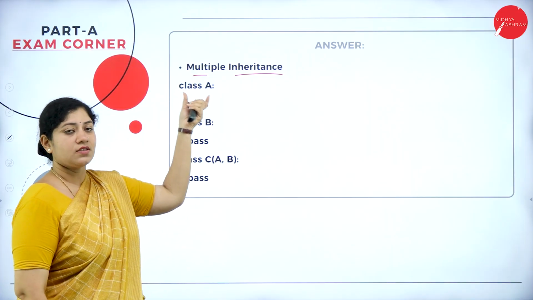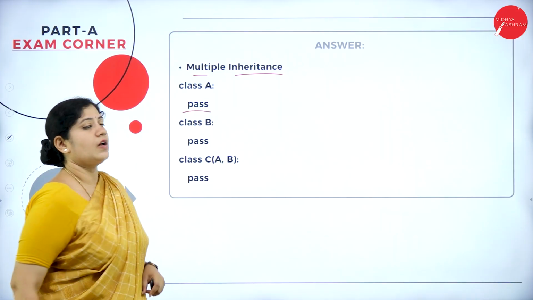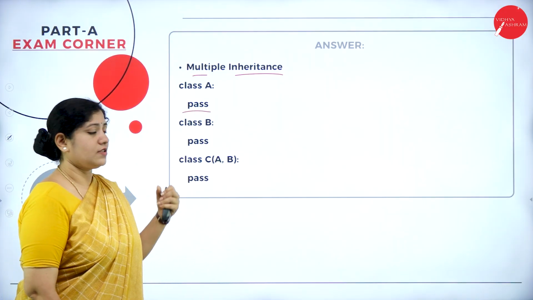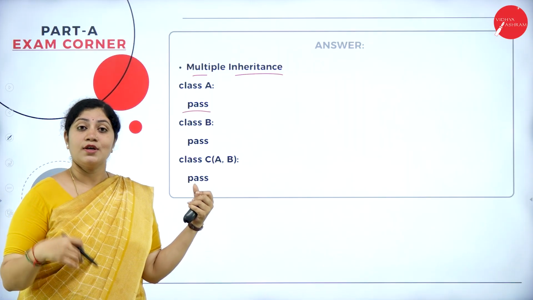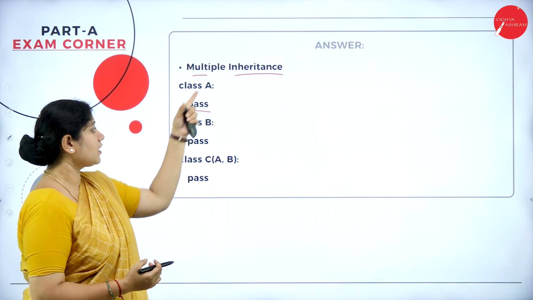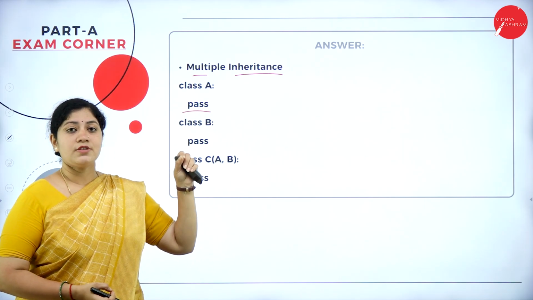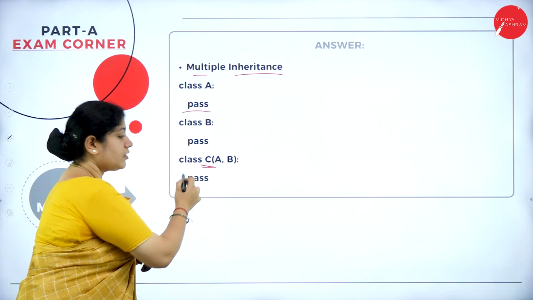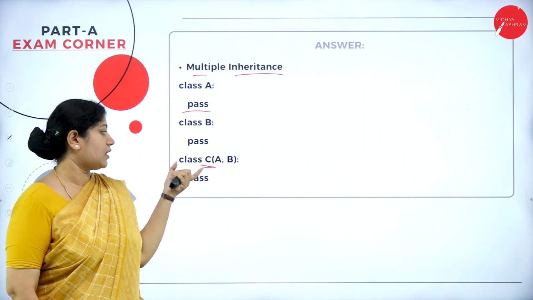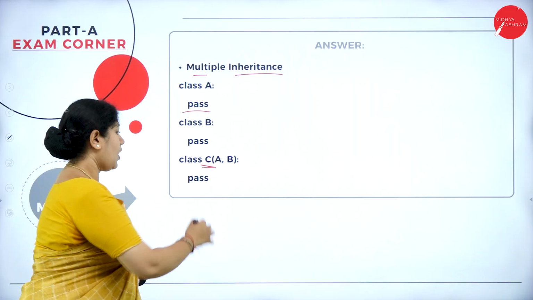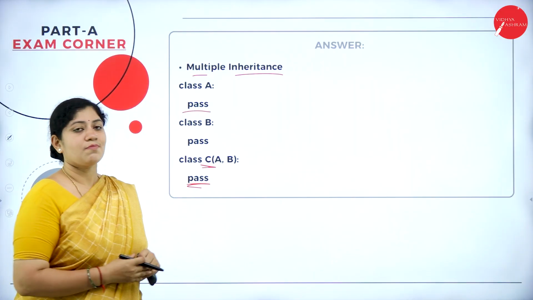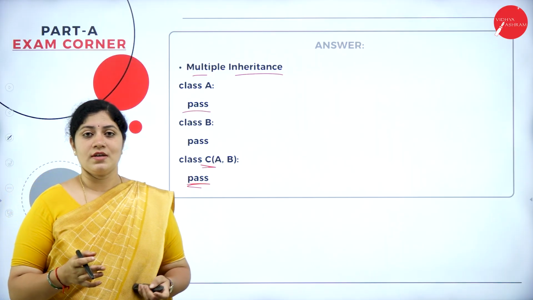Let's get started. Class A, yes, pass. Class B, okay, even that is mentioned, so we can consider it as a pass. Next, a new class is generated by taking the properties from both class A and class B. Please note, a new class C is generated by taking the properties of A and B. Thus, class C of A, B, and we can consider it as a pass. So this is a simple example for multiple inheritance.